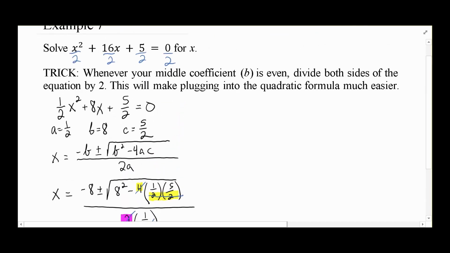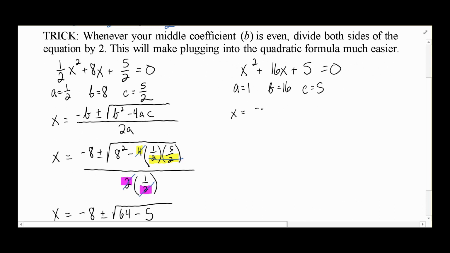Let's go back up to the original problem, and let's look at not using the trick. Let's look at if I just had x squared plus 16x plus 5 equals 0, and I didn't divide both sides by 2. My a value would be 1, my b value would be 16, and my c value would be 5. I would still be plugging into the opposite of b plus or minus the square root of b squared minus 4ac all over 2a. Now my suggestion to you, back to the fact that you need to memorize that, is to write it every problem. Try to write it from memory, but write it every problem.